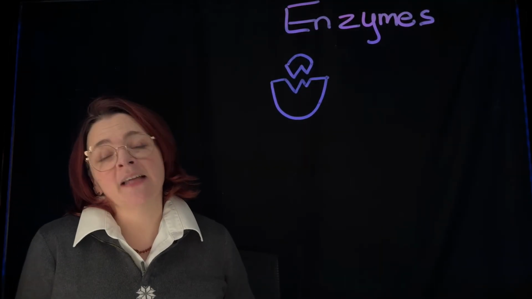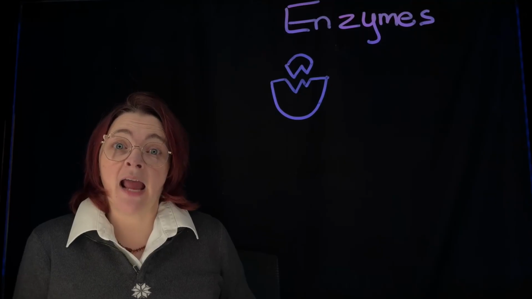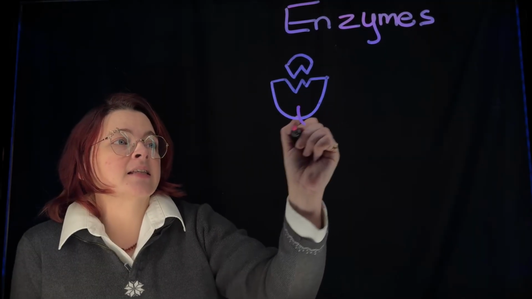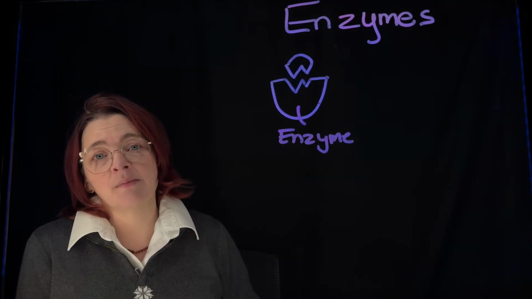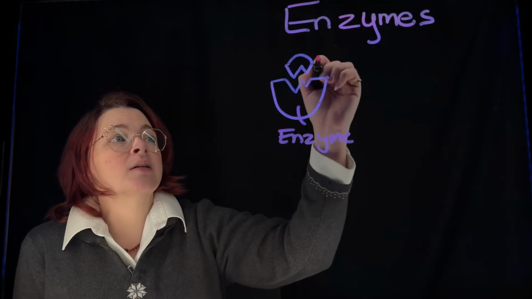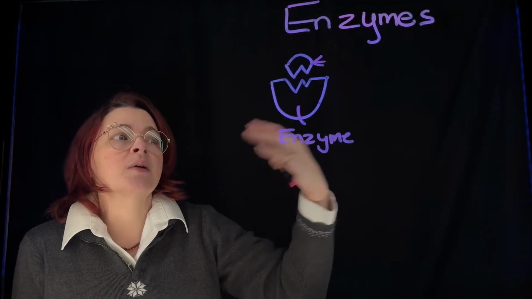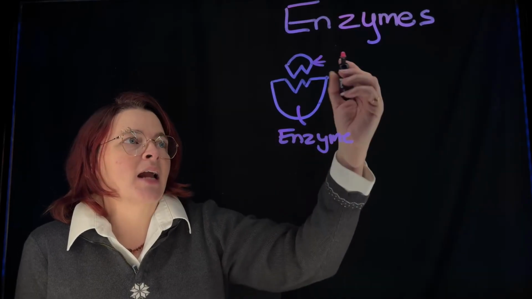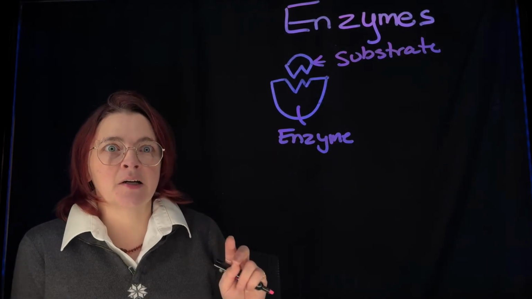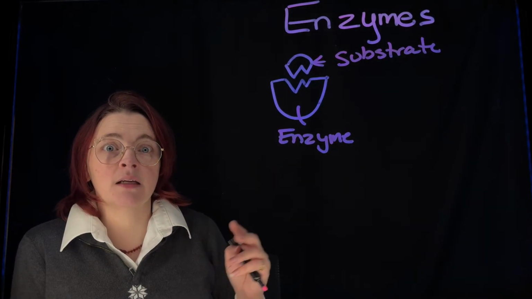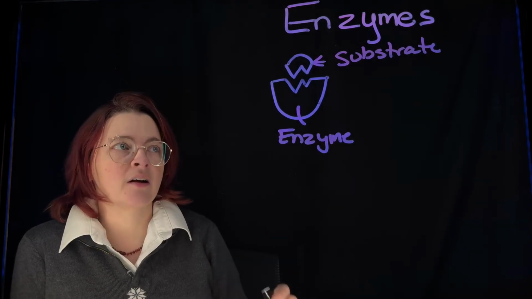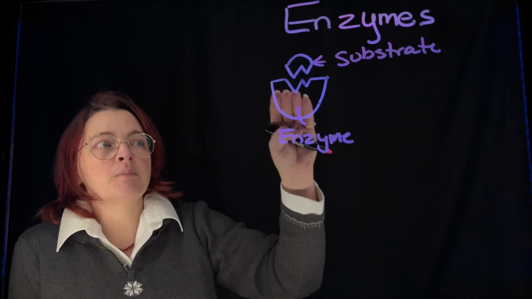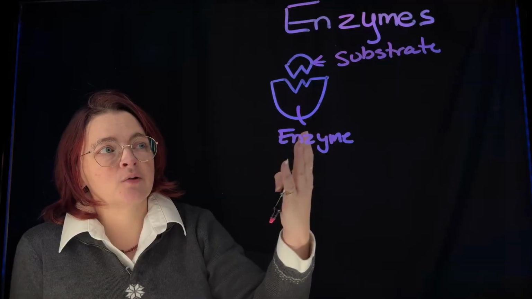Enzymes are biological catalysts that help speed up the reaction rate. If this is an enzyme, the reactant to the enzyme is called the substrate. So the substrate is whatever is doing the reacting in an enzyme catalyzed reaction. Now, the substrate doesn't necessarily have to be one molecule. It can be a couple molecules that are going to be put together, but it is going to be complementary in shape to the enzyme.